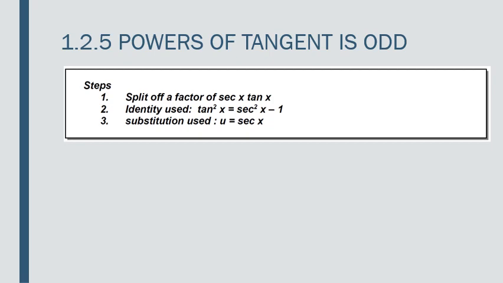Powers of tangent is odd. So when we get a question where tangent is odd, what we have to do is use the method of steps. First, split off a factor of secant x tangent x. The identity used is tangent square x equal to secant square x minus 1, and we use the substitution u equal to secant x. So when u equals secant x, what is our du?